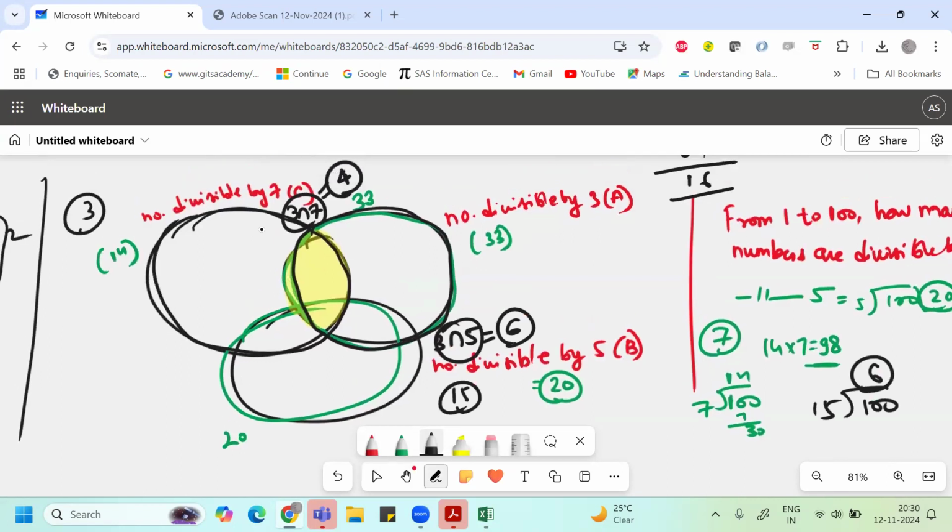Like this way, you can find the total number which are divisible by 5 and 7. So for the total number divisible by 5 and 7, find the LCM. LCM would be 35. Okay, 35 table, 35 ones are 35, 35 twos are 70, 35 threes are 105. So total number divisible by 35, it would be two numbers. Is this part clear, everyone?